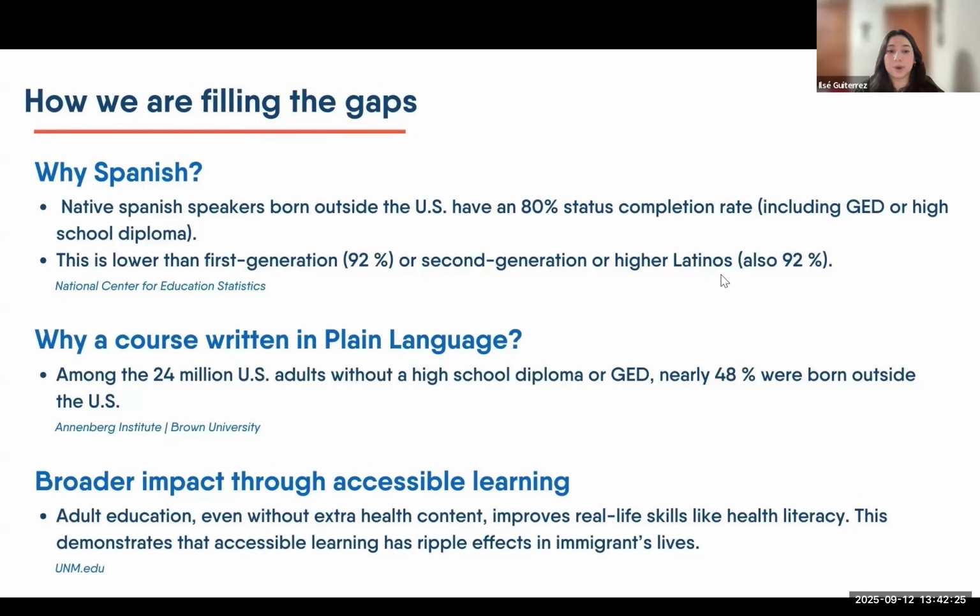We also want to create a broader impact through accessible learning. Adult education, even without extra health content, improves real life skills like health literacy. So this demonstrates that accessible learning really does have ripple effects in immigrant lives. And we want to make sure that the curriculum that we're designing is contributing to that.